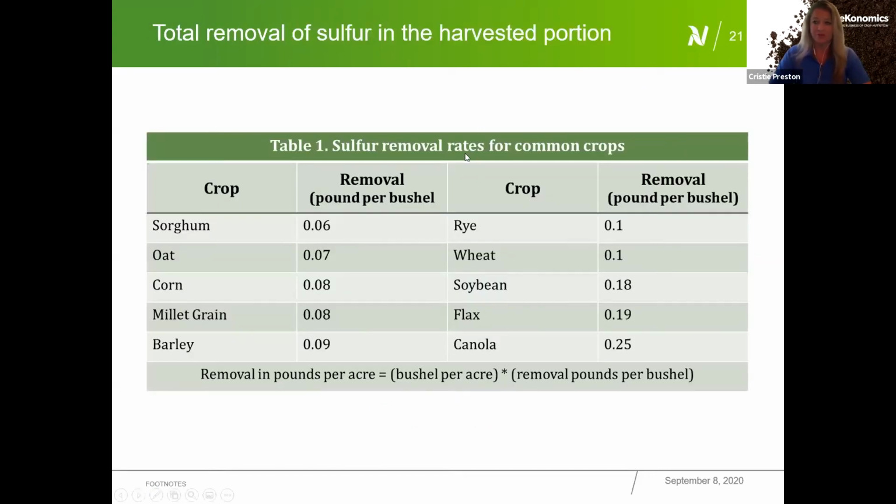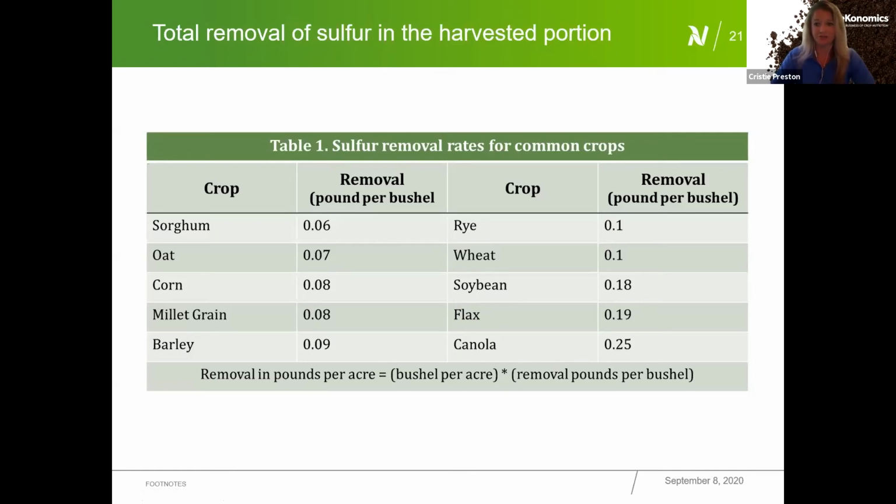So, common sulfur removal rates per bushel produced. As you can see, canola, flaxseed, soybeans, they remove the most sulfur per bushel produced. Now that doesn't necessarily mean that they remove more than other crops. That just means per bushel produced. And you can use these coefficients to determine what your application rates might need to be.